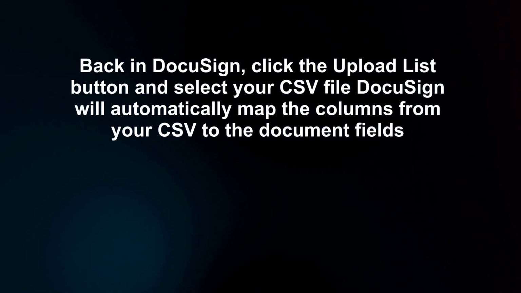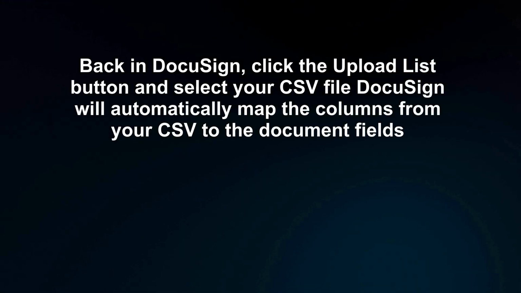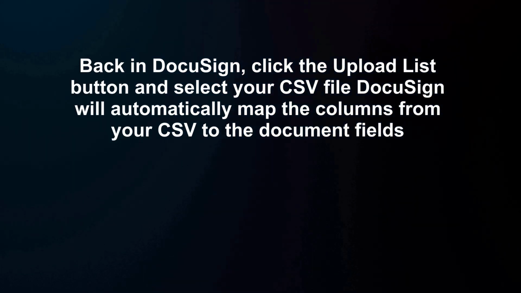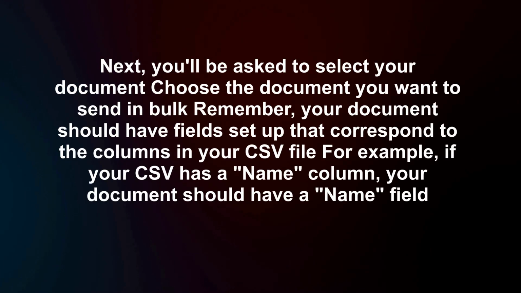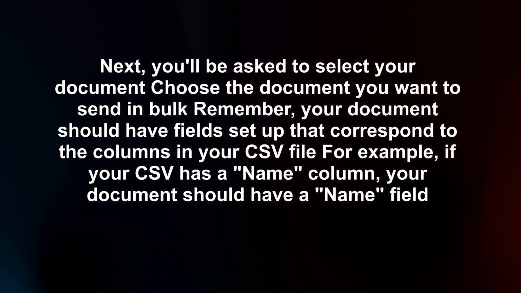Back in Docusign, click the Upload List button and select your CSV file. Docusign will automatically map the columns from your CSV to the document fields. Next, you'll be asked to select your document. Choose the document you want to send in bulk.